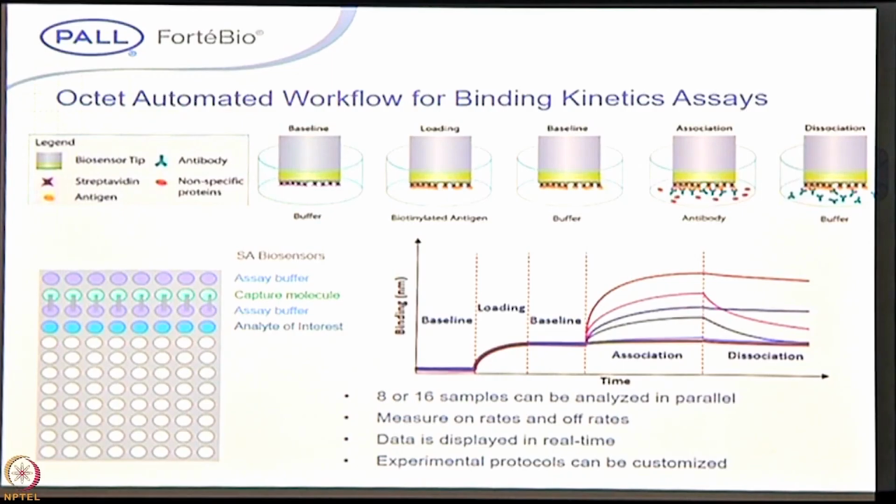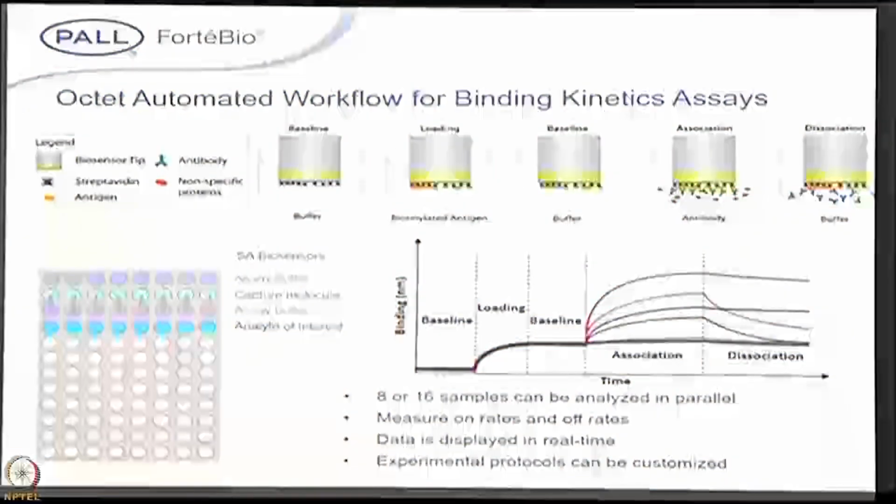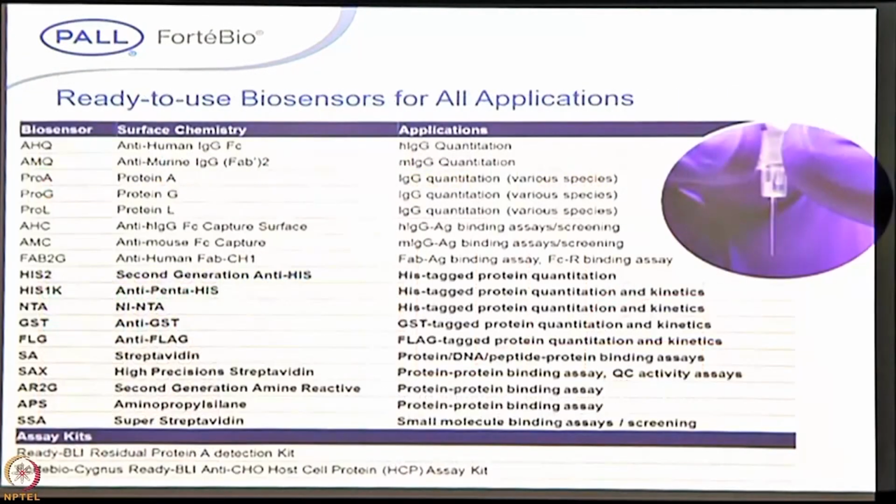You can quickly screen, just in 15 to 20 minutes, you can get the kinetics data. So on the shelf, we have different biosensor chemistries. Depending upon your protein of interest, if you have a tag you can choose accordingly, or if you don't have any tag, you can go with some kind of modification like biotinylation or amine coupling to immobilize.